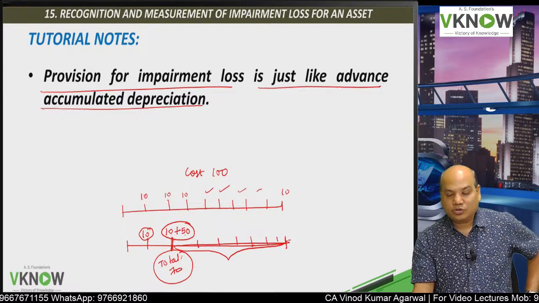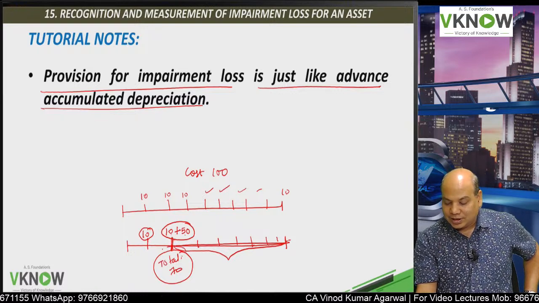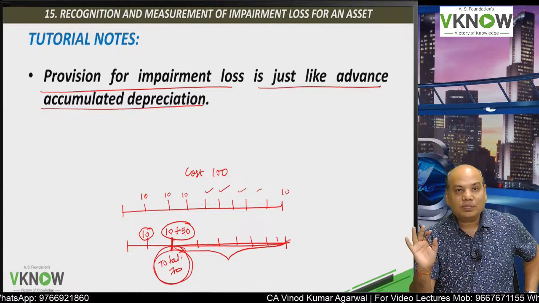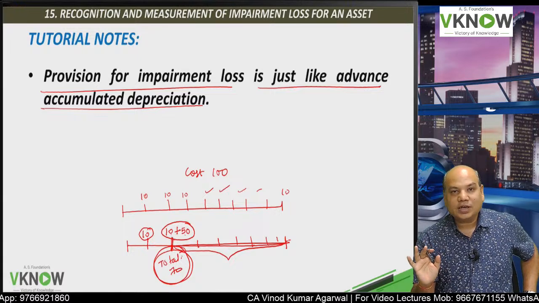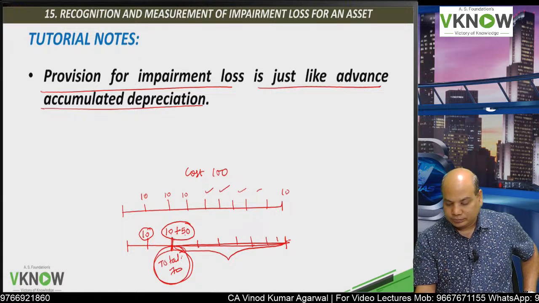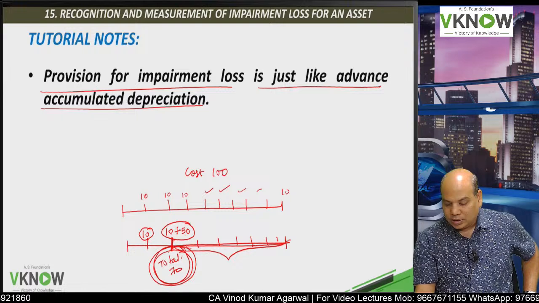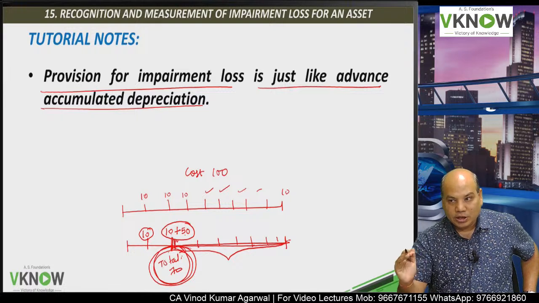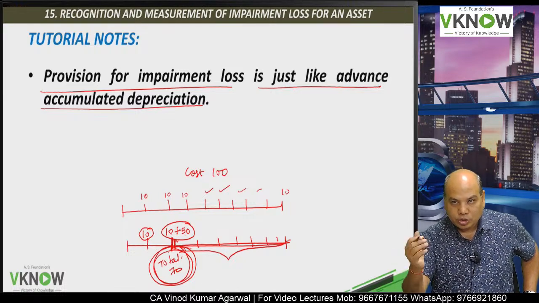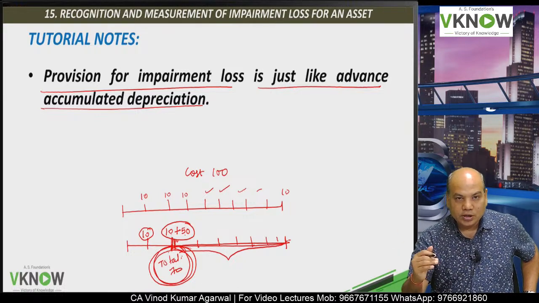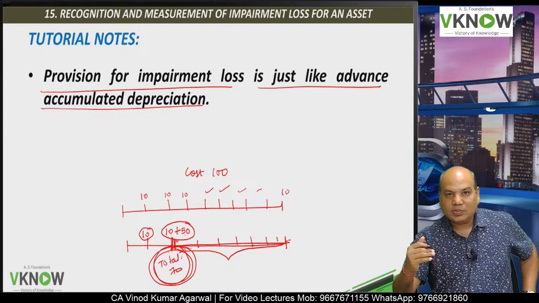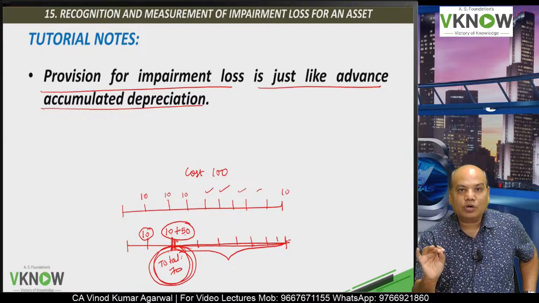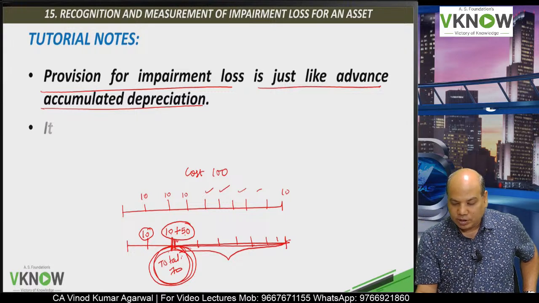So what you are doing actually, you are only accelerating the depreciation. Because of provision of impairment, what should have been written off in future periods, you are writing it off now, so that the carrying amount becomes closer to recoverable amount, and carrying amount is not higher than recoverable amount.